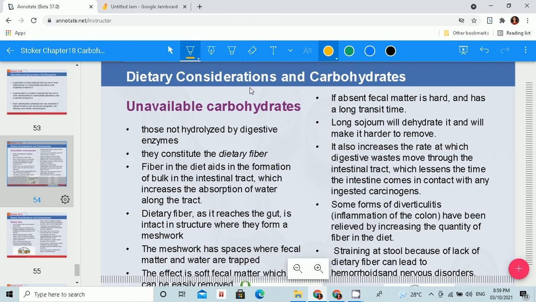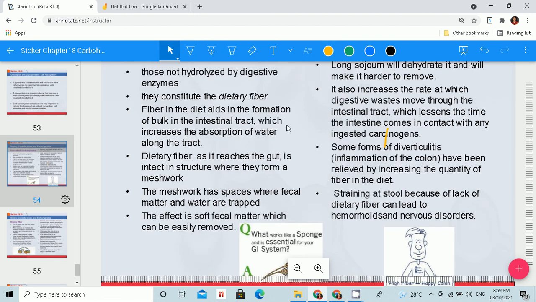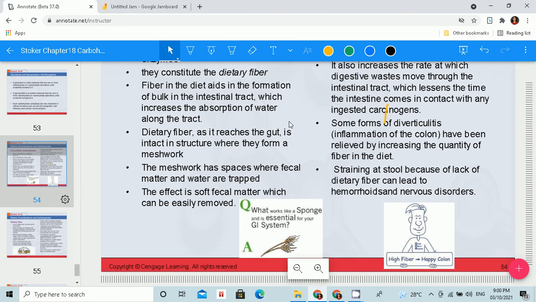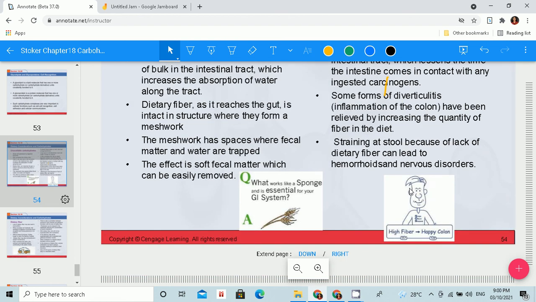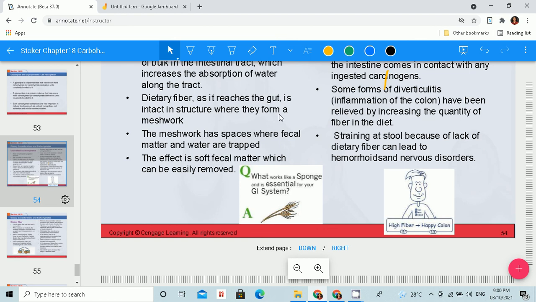And then we also have straining at stool, because lack of dietary fiber can lead to hemorrhoids and nervous disorders. Okay, this one: high fiber, happy colon. Yes, very true. What works like a sponge and is essential for your GI system? It works as a sponge. It's fiber, and it is essential for your GI system.